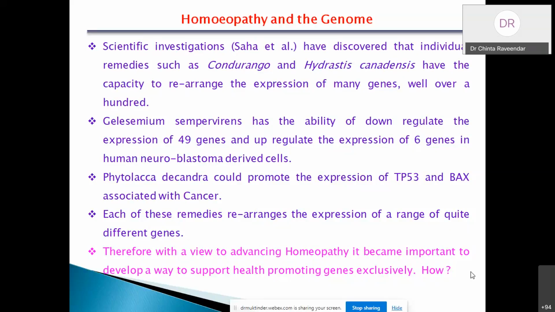So, with a view to advancing homeopathy, it became important to develop a way to support health promoting genes exclusively. How? From our provings, we are now understanding. When you understand the entire human genome, we can specifically target the different genes which are the basic cause of various diseases. Next.